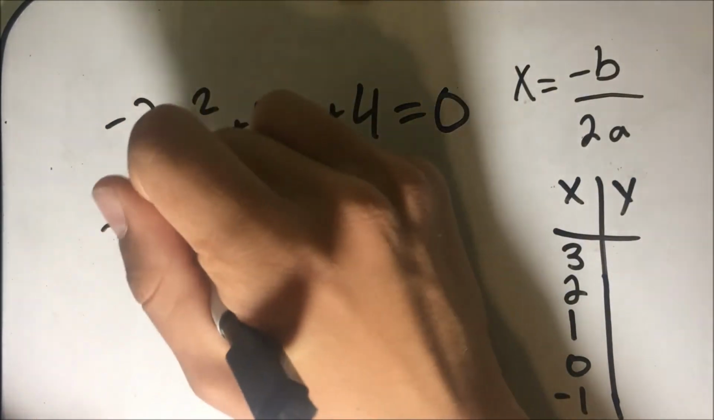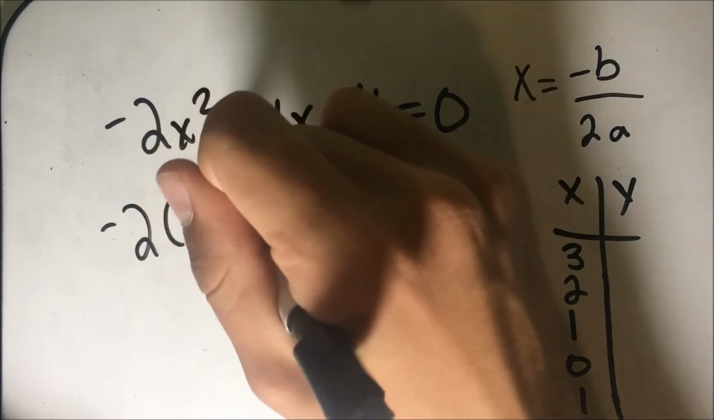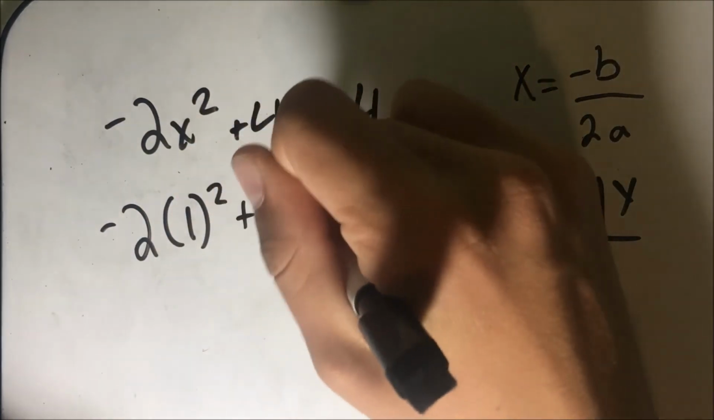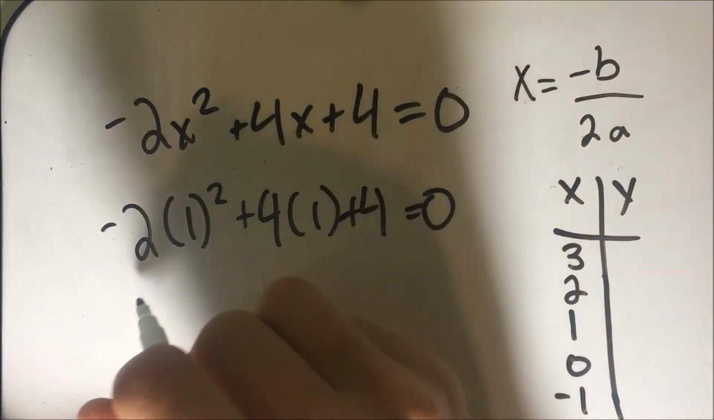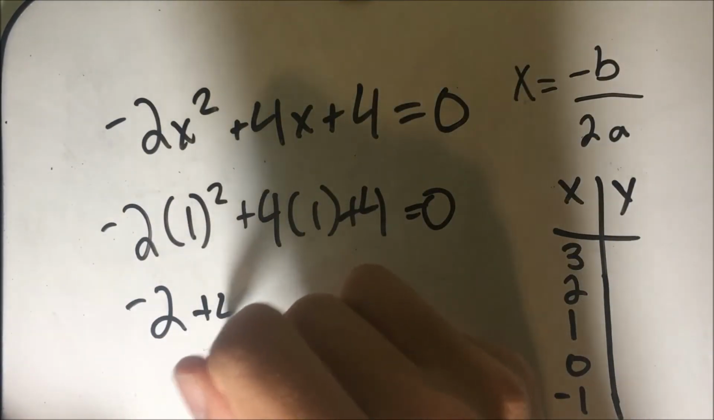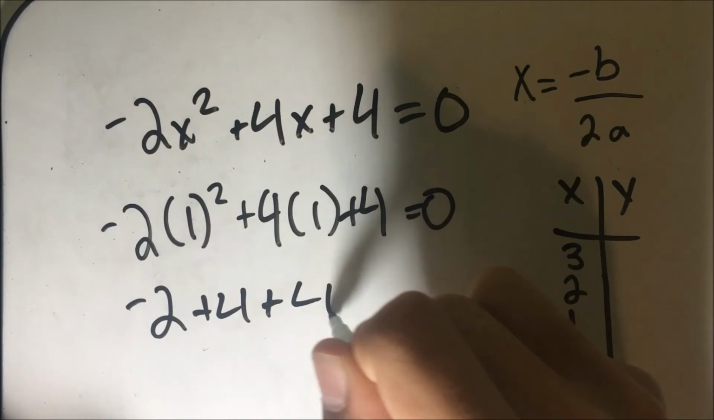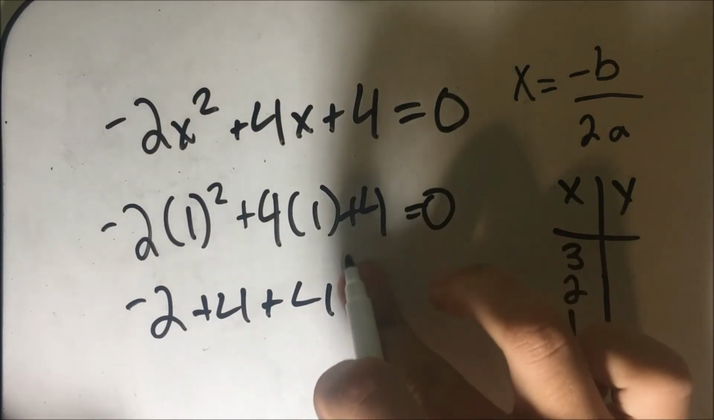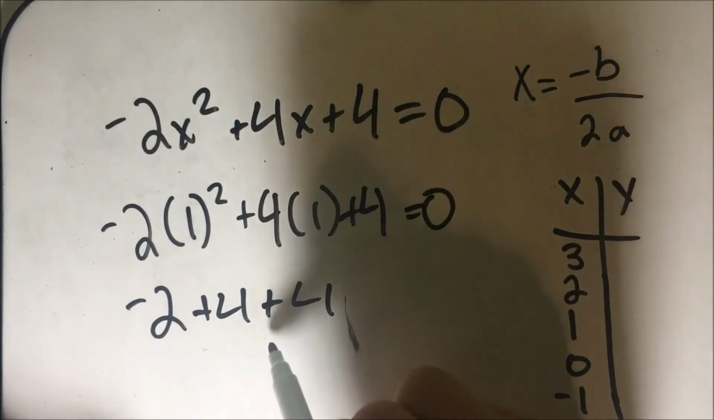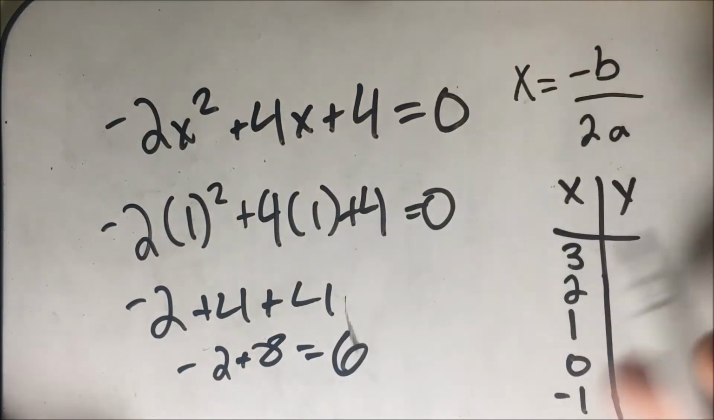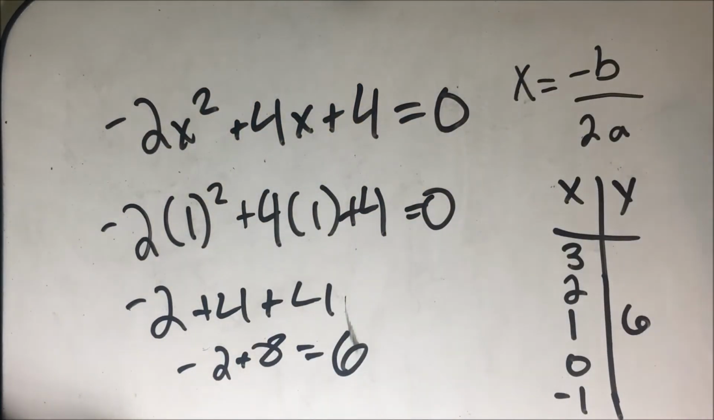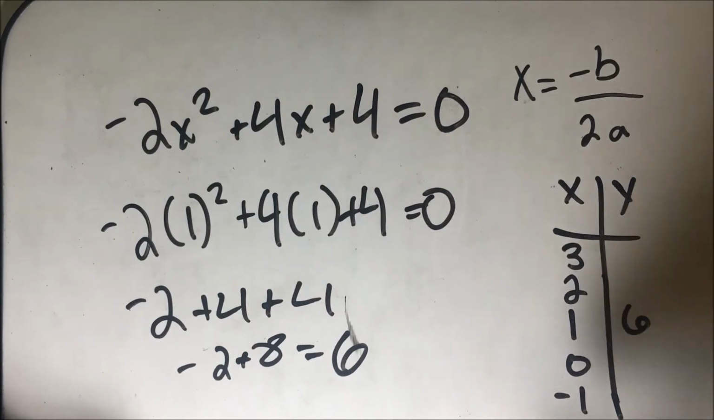So that'll be negative 2 times 1 squared plus 4 times 1 plus 4 equals 0. So this is just negative 2 plus 4 again, and 4 plus 4 is 8, minus 2 is just 6. So that means we'll put 6, and that'll be the y value for the x value of 1.